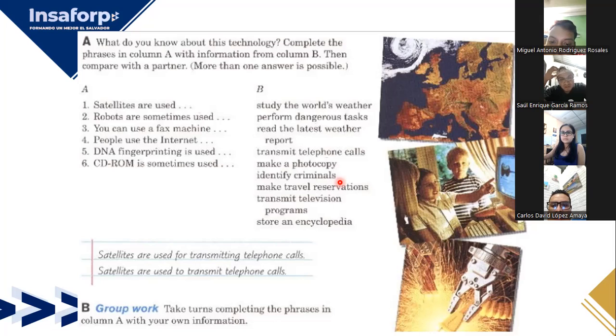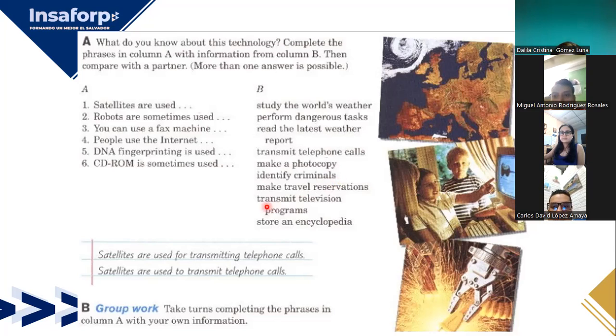Saul? I can't hear you, Saul. Now, teacher? Yeah, now, of course. Okay. People use the internet for reading the latest weather report. Okay, that might be well. Okay, thank you. You're welcome.